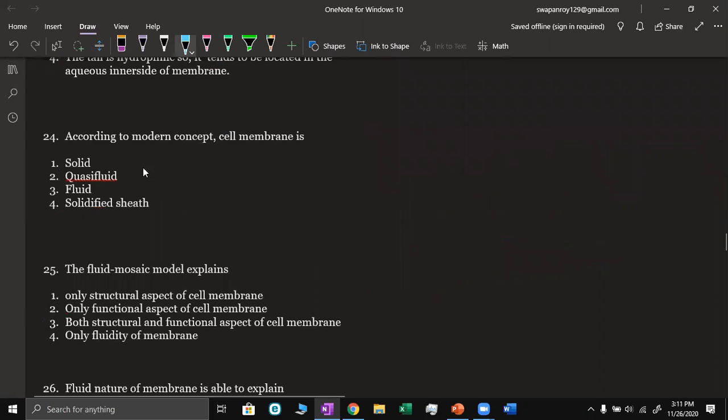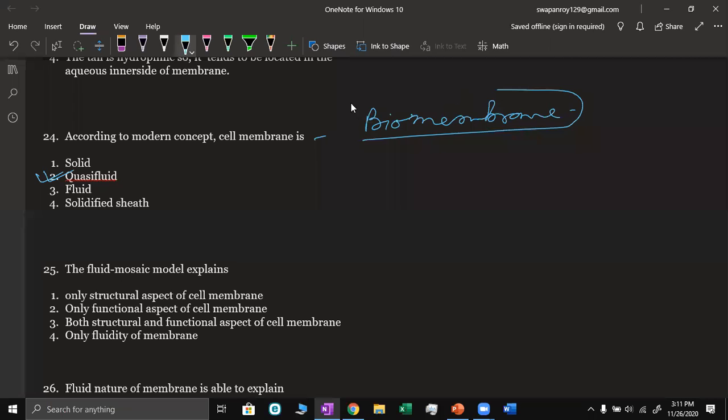Next, according to modern concept, the cell membrane, plasma membrane, we also call it biomembrane. Why do we call it biomembrane? Because not only the cell membrane, but the membrane of the nucleus, endoplasmic reticulum, mitochondria, Golgi complex, and chloroplast all have the basic structure, that is lipid bilayer with protein. So that's why I call it biomembrane also.